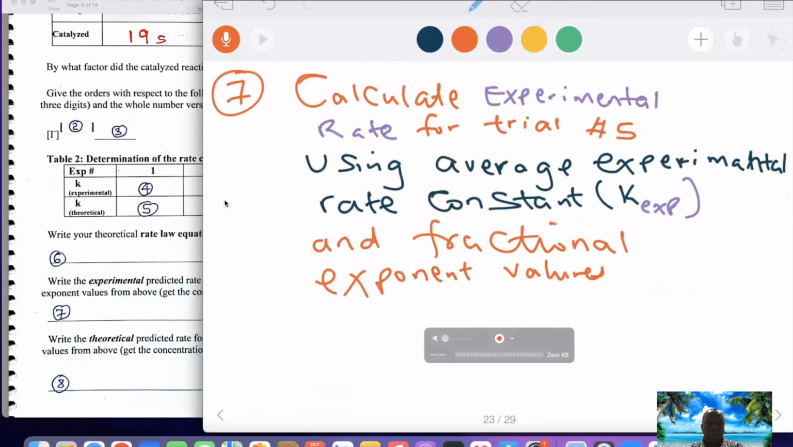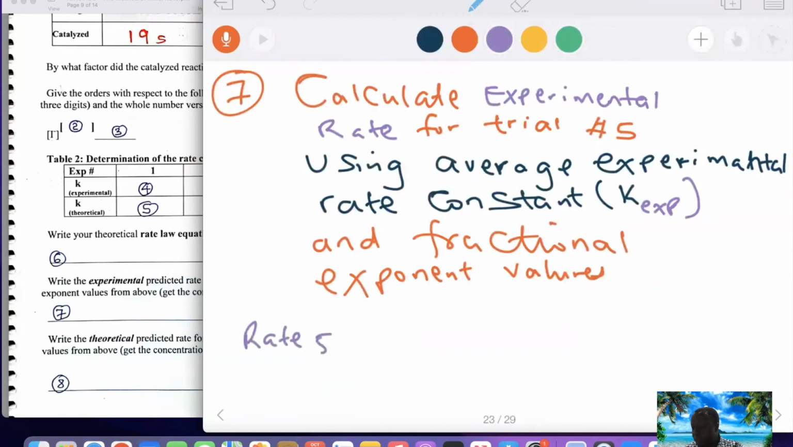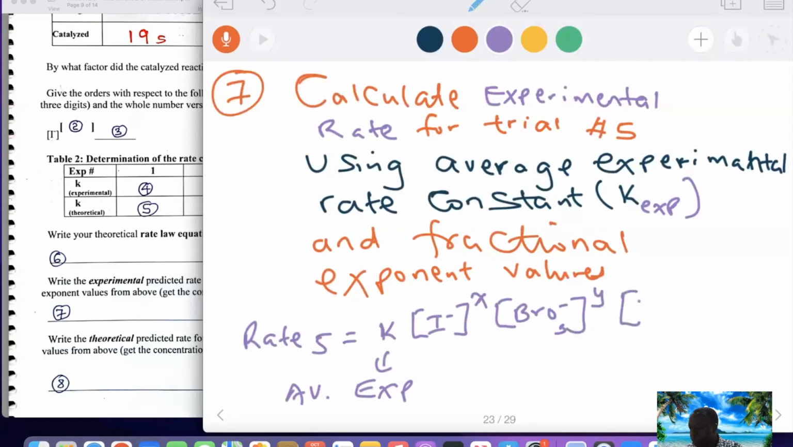That is for trial 5, which means we are using rate 5. This is going to be rate 5 equals K, which is the average experimental K, times X experimental bromide ion, times Y experimental hydrogen ion, Z experimental.